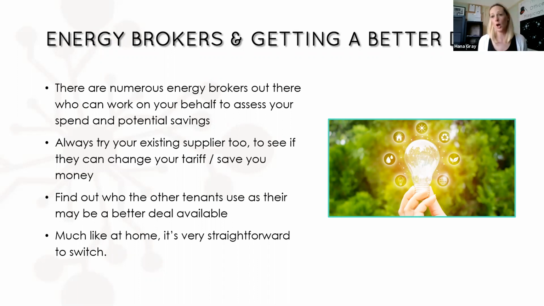Much like you would at home, challenge your British Gas or whoever it might be to see what tariff they can do. They should be able to let you know if there's a cheaper tariff available and save you money.